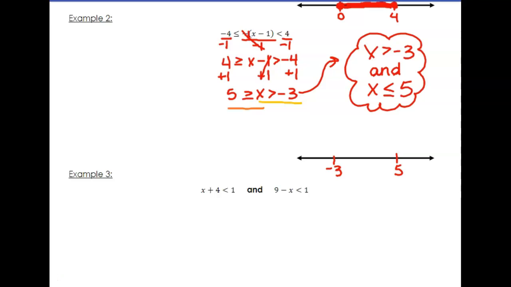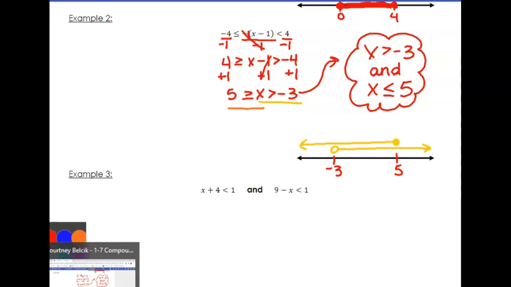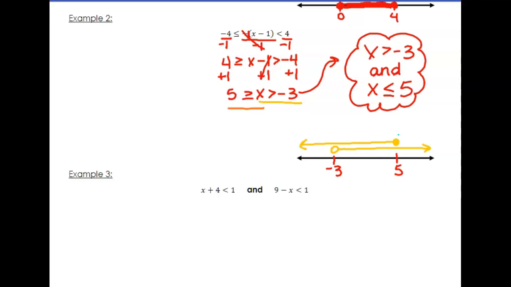I'm going to graph above so that I don't put my final answer on my graph. I want to see where my overlapping shaded area is. So first, x values must be greater than -3. Greater than means an open point, and greater than also means shaded to the right. Here, x is less than or equal to 5. Less than or equal to implies a closed point, and the less than values are to the left of 5. So my overlapping shaded area is happening here.